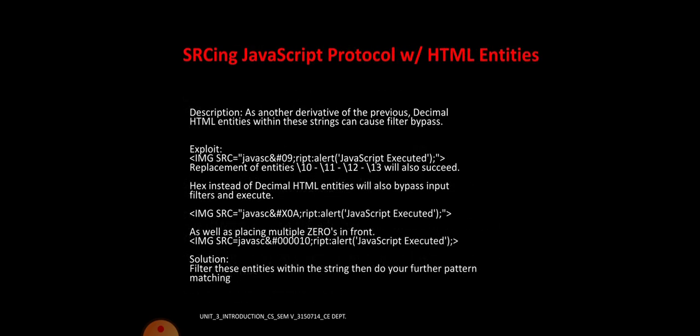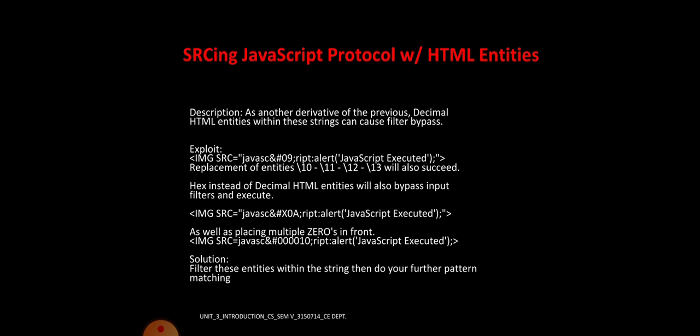Sourcing the JavaScript protocol with HTML entities. Here you see the derivative of the previous one: decimal HTML entities within this string can cause a filter bypass. Here we see in the syntax, the example here, hex instead of decimal HTML entities will also bypass input filters and execute, as well as placing multiple zeros in front.